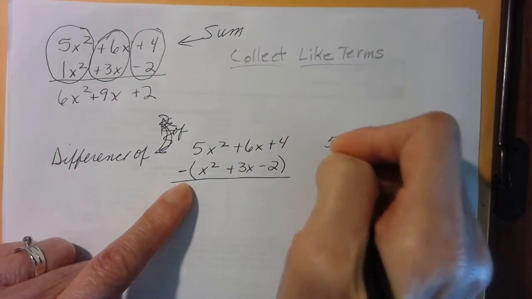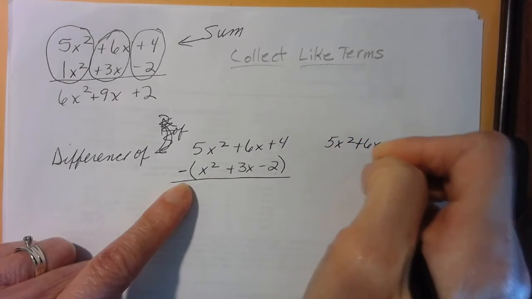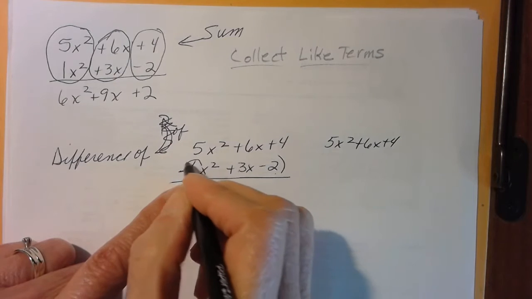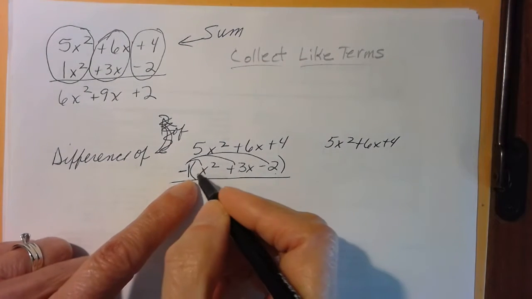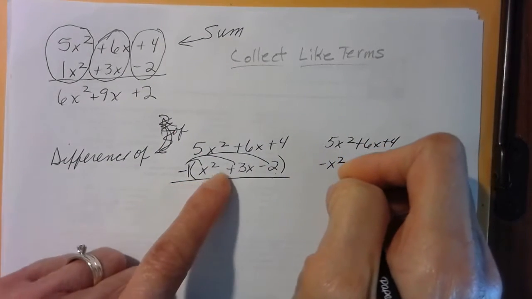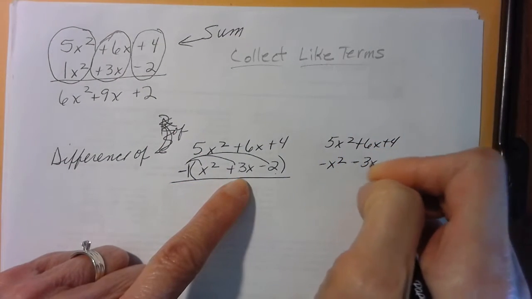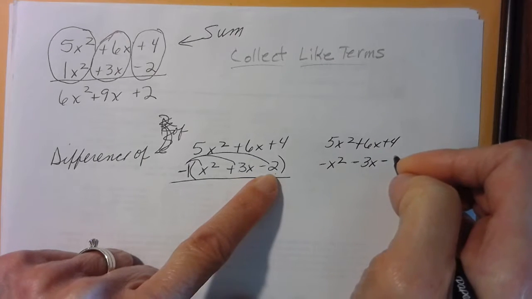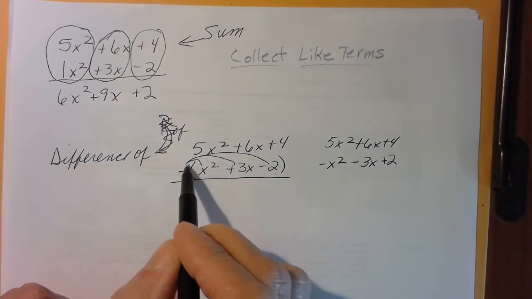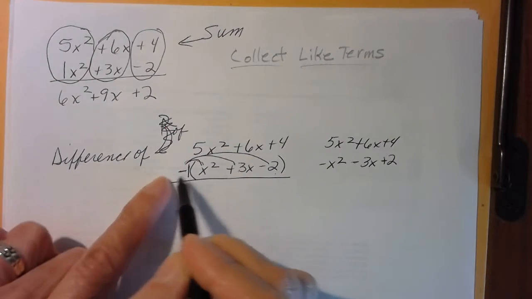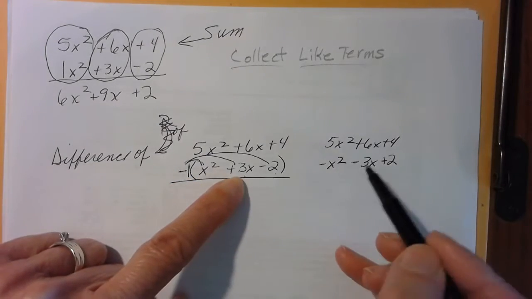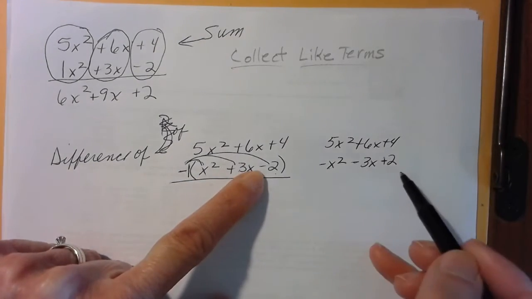And I need to rewrite this, and I need to distribute. This is like saying distributing a negative 1 to each of these. Or I can think of it that I'm subtracting each of these. So subtracting x squared, subtracting 3x, and subtracting a negative 2, which would be equivalent to adding a positive 2. So another way to look at that is you're distributing a negative 1. Negative 1 times x squared is negative x squared. Negative 1 times 3x is negative 3x. And negative 1 times negative 2 is positive 2.